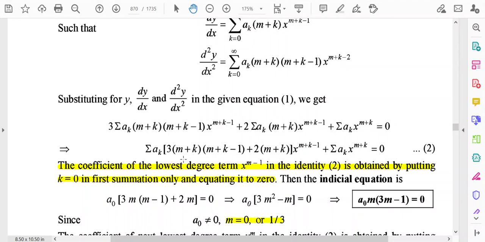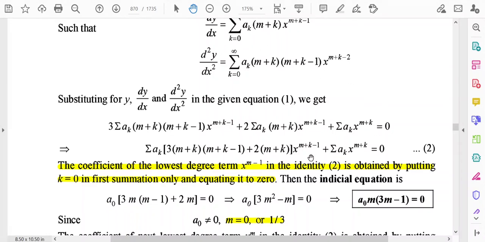Now, what you have to do? At first, you have to make the coefficient of the lowest degree term zero. The coefficient of the lowest degree term x to the power m minus 1 in the identity is obtained by putting k is equal to 0 in the first summation only and equating it to 0. That means your target is that the coefficient of the lowest degree term of x, you have to make it 0. So how to do that?